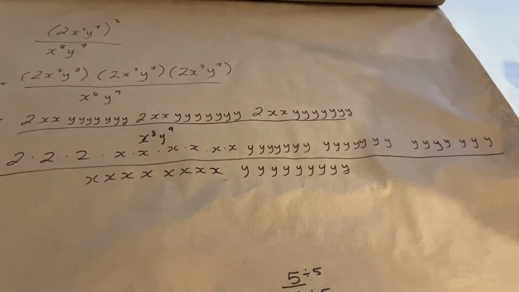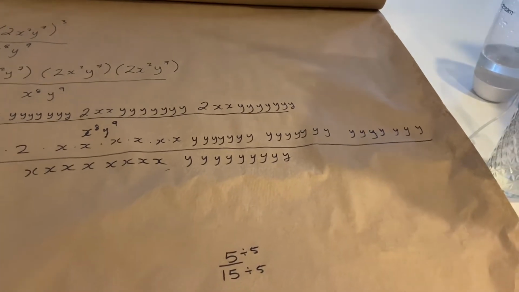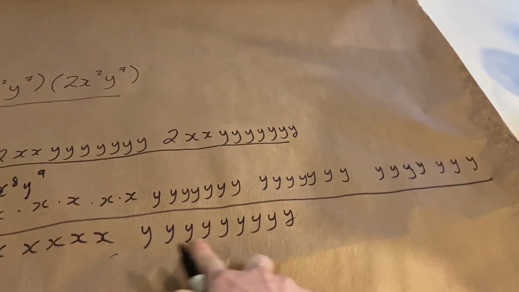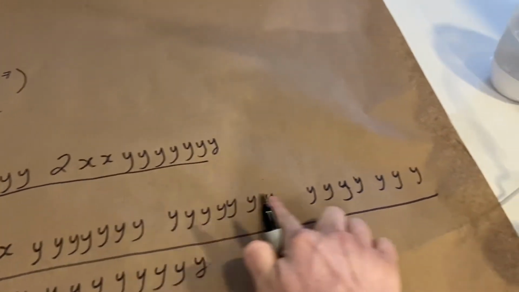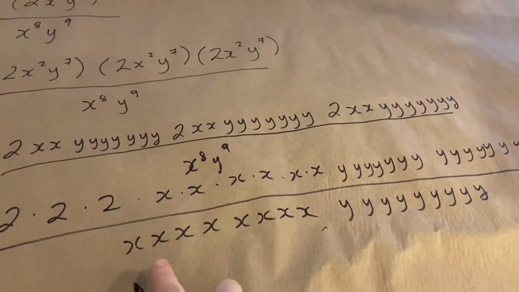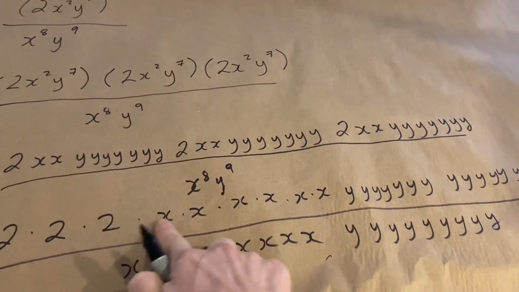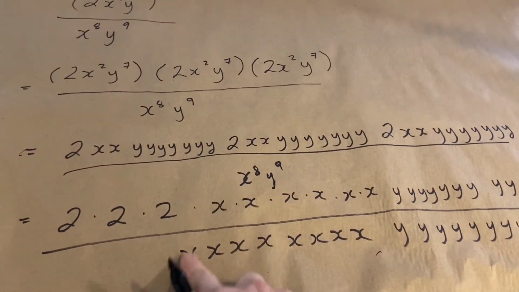Now, when you look at this, you want to think about where you have more x's and where you have more y's. Look at the y's. Clearly, there's more y's here than there are here. That means any y's that are left over will be on the top, because all of these ones will cancel out. If I look at the x's, there's more x's here than here. So these will all cancel out, and I'll be left with some on the bottom.